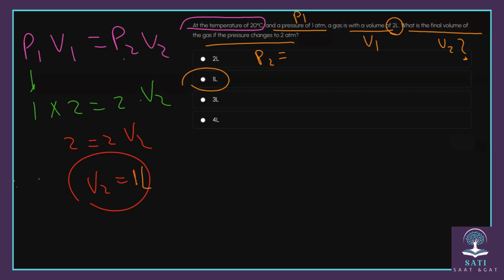And you need to remember that the relationship between pressure and volume is inversely proportional. That means if one increases, the other decreases. If one gets doubled, the other will be reduced to half. Here the pressure P1 was 1, then it becomes 2, so the pressure is doubled. In this case the volume will be reduced to half. It is now 2 liters, so it will be reduced to 1 liter.